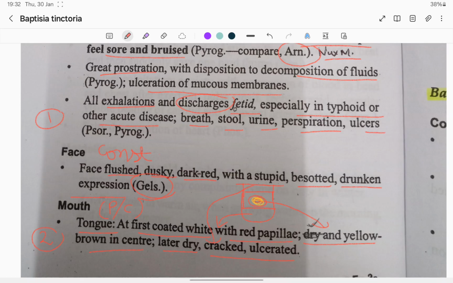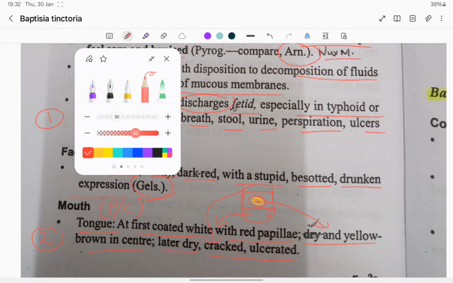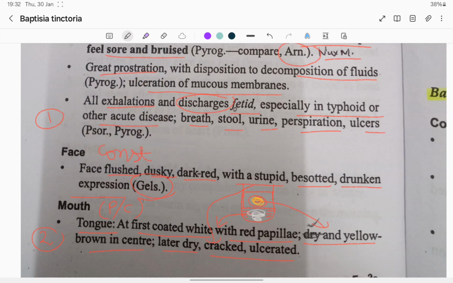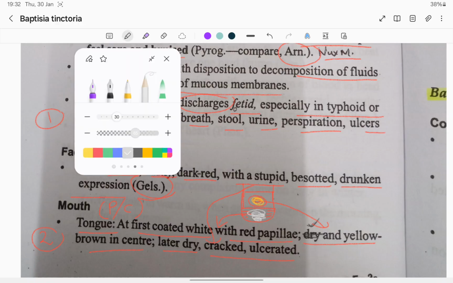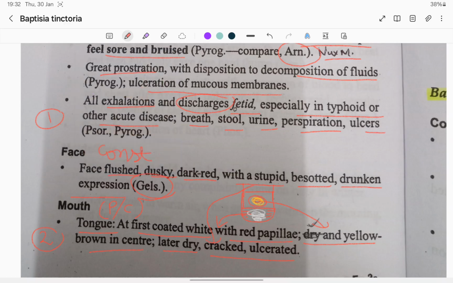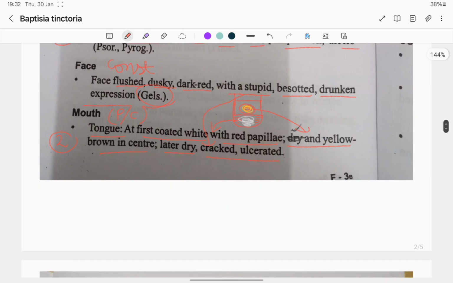So, three portions. At first white coated with red papillae, dry and yellow-brown in center, and later dry, cracked and ulcerated. So this is our tongue symptom.